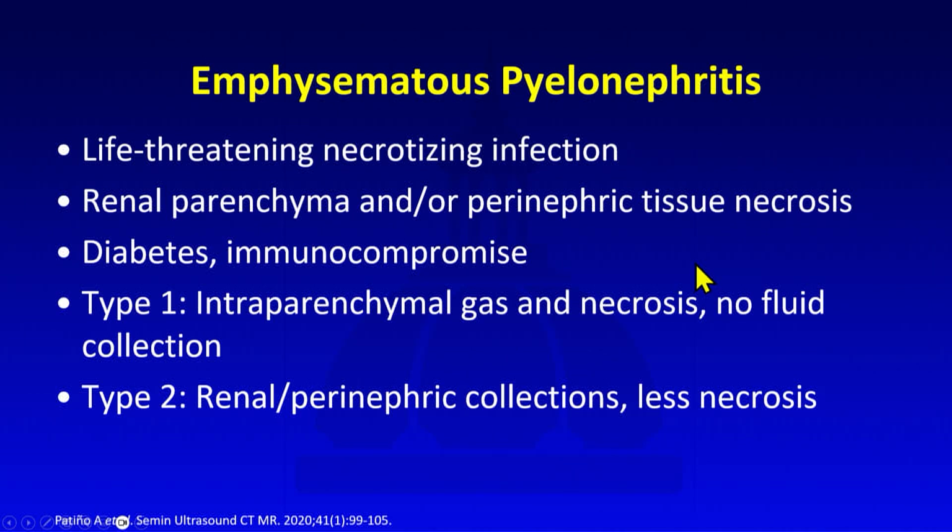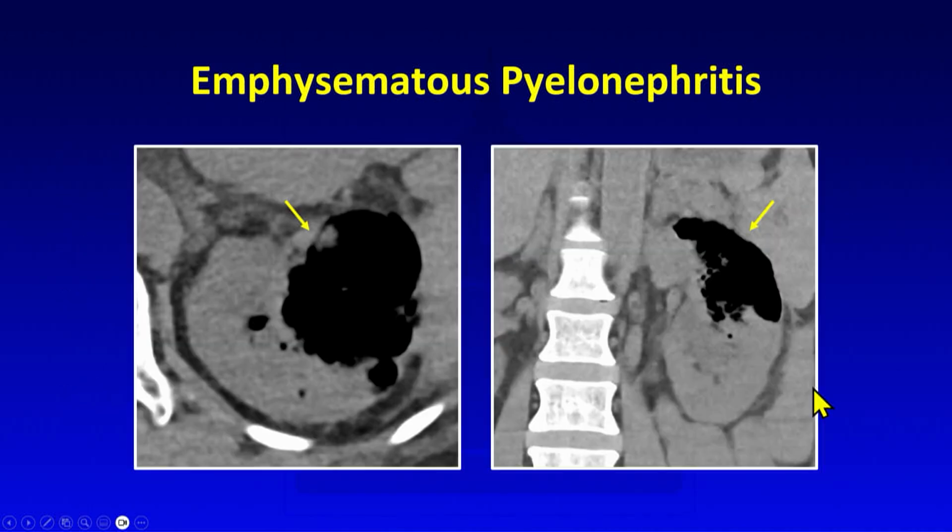Another complication of pyelonephritis is emphysematous pyelonephritis. It's a necrotizing infection that can involve either the renal parenchyma and or the perirenal soft tissues. Risk factors include diabetes and immunocompromise. And emphysematous pyelonephritis comes in two types, with type 1 involving intraparenchymal gas and necrosis but no fluid collection. Type 2, we see more collections and less necrosis.